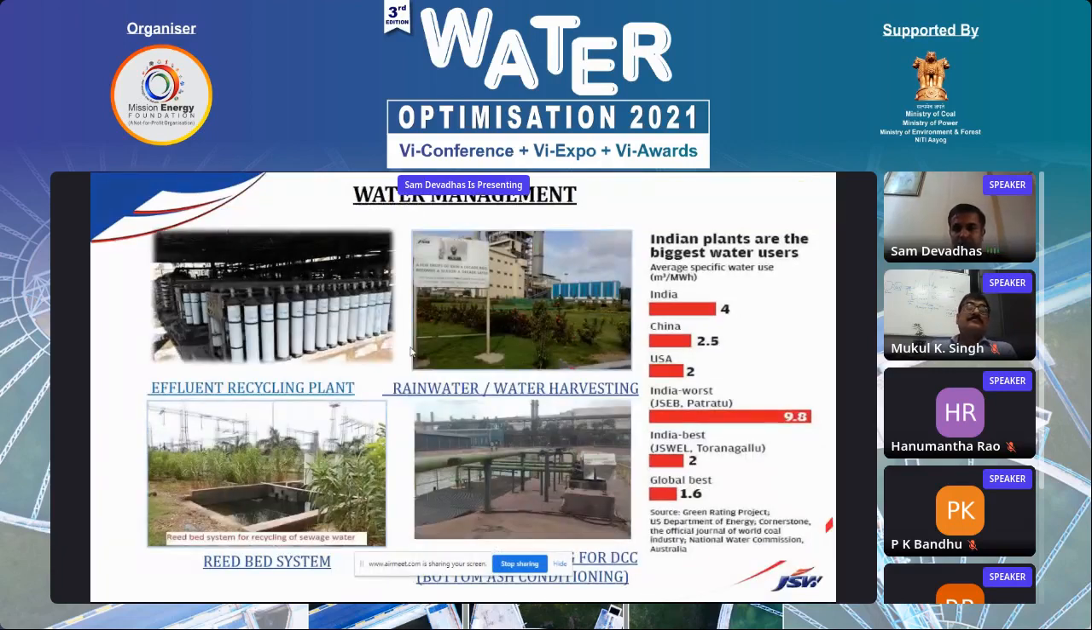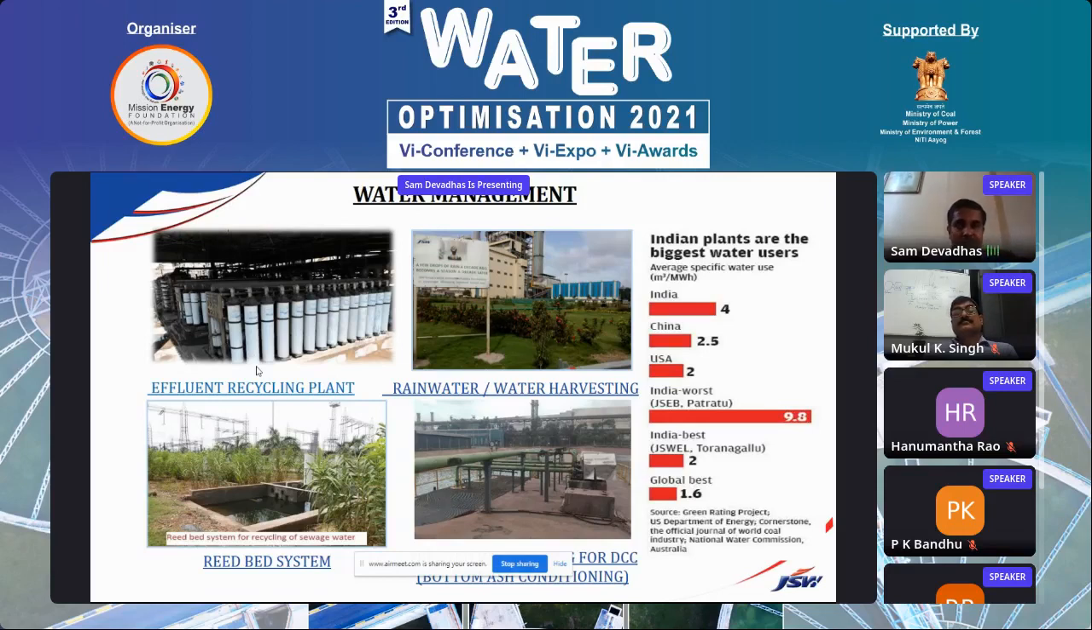So these are some snaps of our effluent recycling plant. As I have spelled out earlier, we have 2 RO skids, each having a treatment capacity of 150 meter cube per hour. We use this deliberately for treatment of circulating water blowdown, and we use it back. In future, we are planning to use it in our DM plant intake.